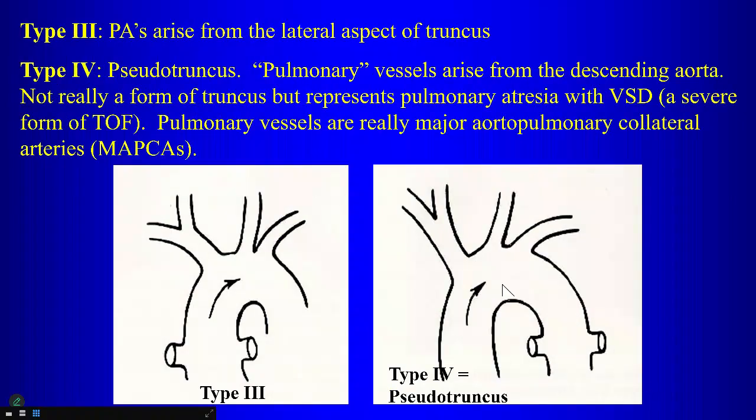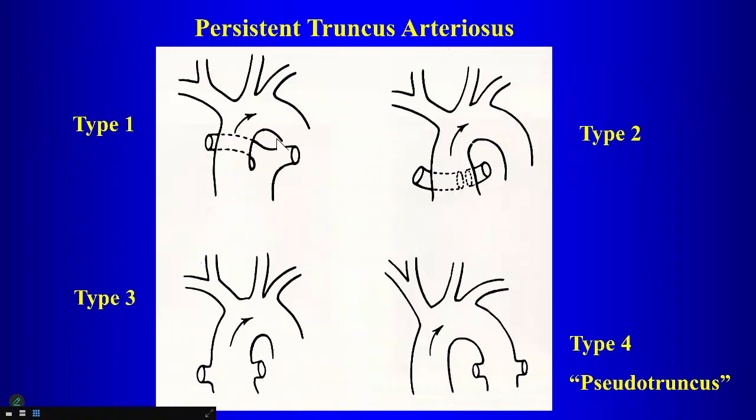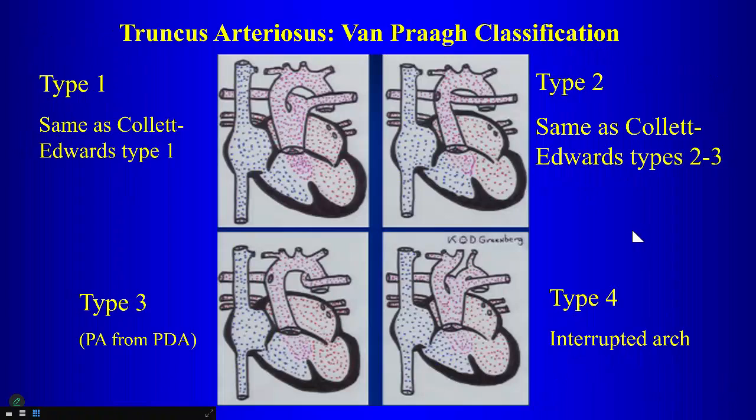This turned out was a mistake. So this is not really truncus arteriosus. That's why it's now referred to as pseudotruncus. This is actually pulmonary atresia, and these are collateral vessels. So they had to publish a retraction to their paper explaining that after they described all the variants of truncus arteriosus. So that's the Collett-Edwards classification.